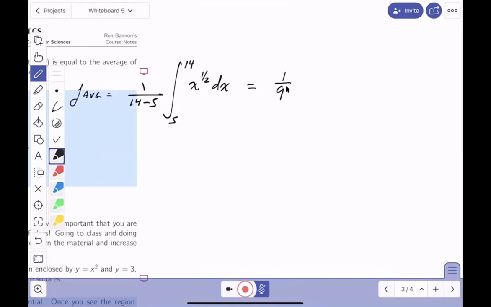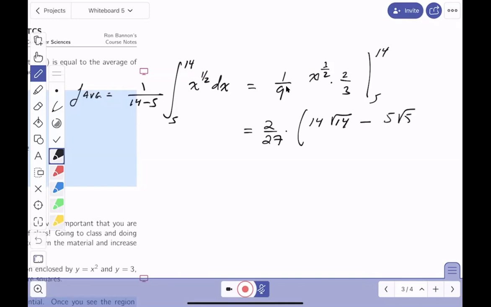All right, what do you get over here? X to the 3/2. Now, dividing by 3/2 is like multiplying by 2/3. Integration is from 5 to 14. I look at nasty numbers, but I got to do it. And what are you going to get over here? Well, it's going to be 2/27, and that's going to be, let's see, 14 root 14 minus 5 root 5. All right, that's the average value.